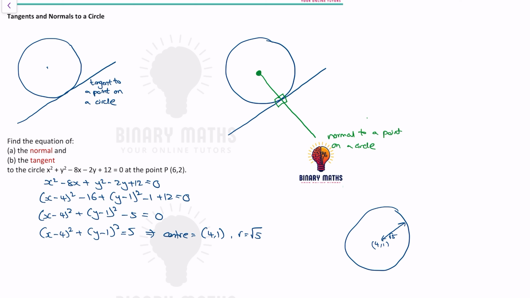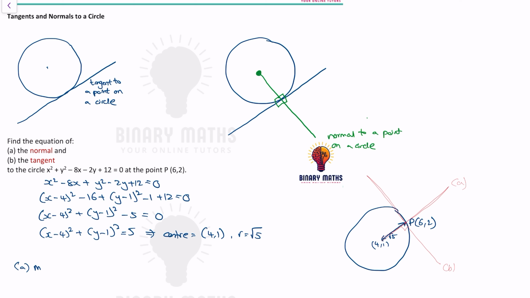Okay, for part A, I'm trying to find the normal. So if I have this point, which is P, (6, 2), then the normal would be this, A, and part B, which is the tangent, would be this, which is B, and we know the normal and the tangent meet at 90 degrees. Okay, so let's do part A first.